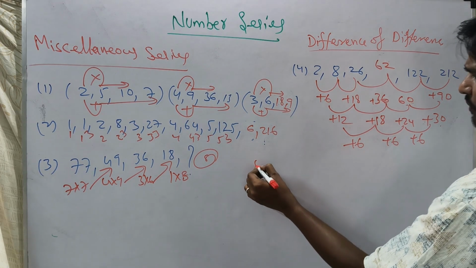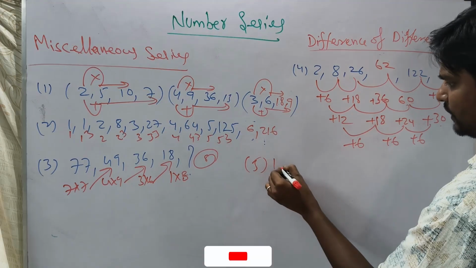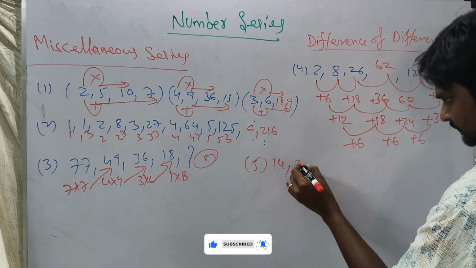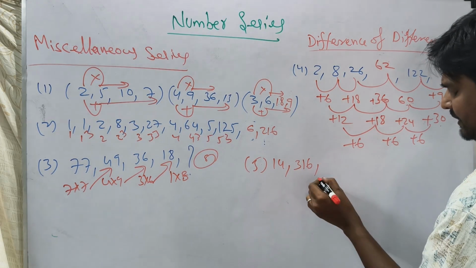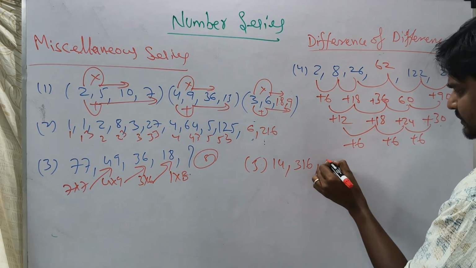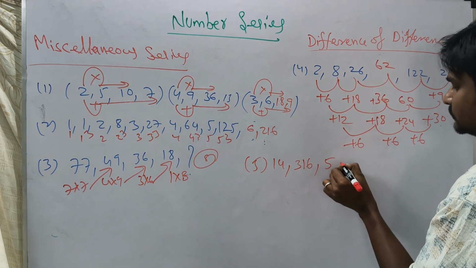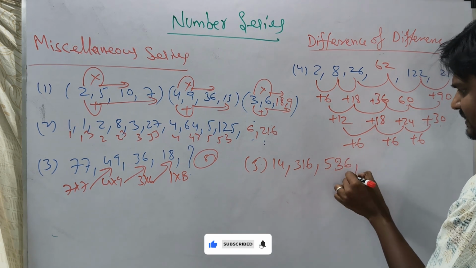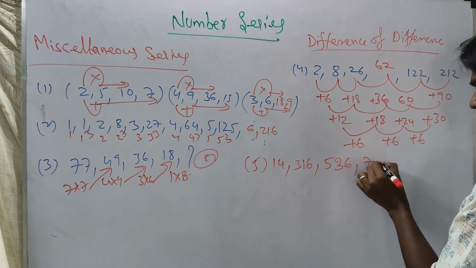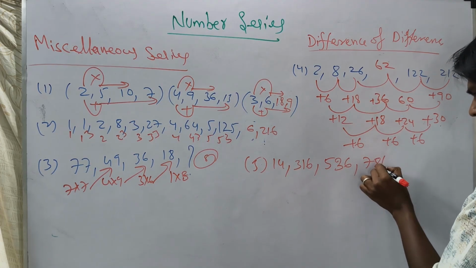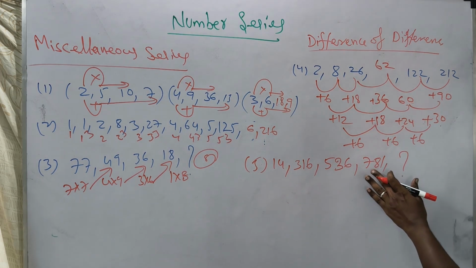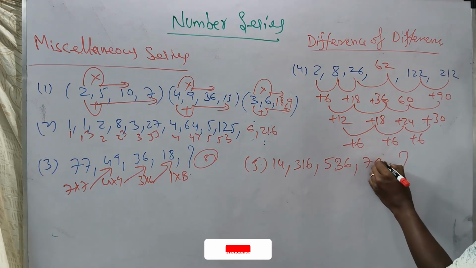Next, one last example I am giving. See here: 1, 4, 14. Okay. Next, 3, 16. Next, 5, 36. Next, 7, 64. Sorry, 7, 64. What next?